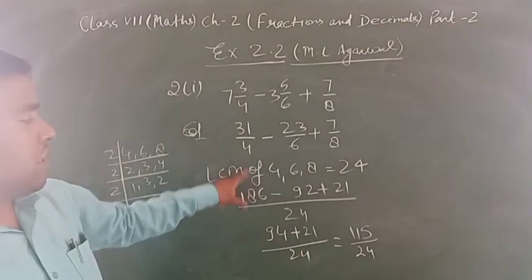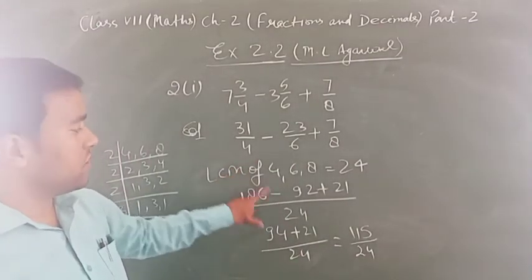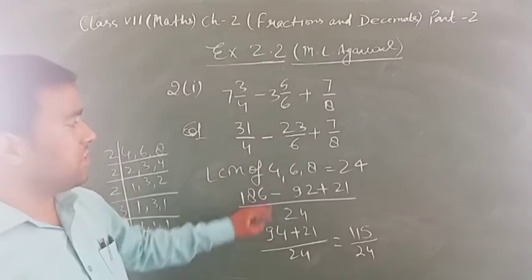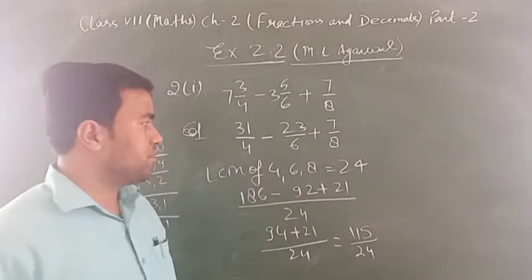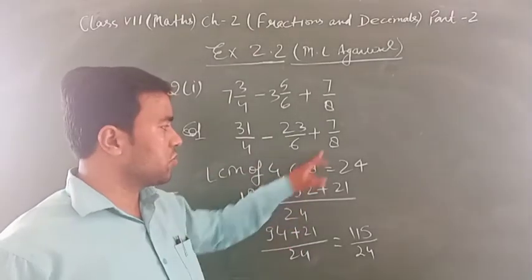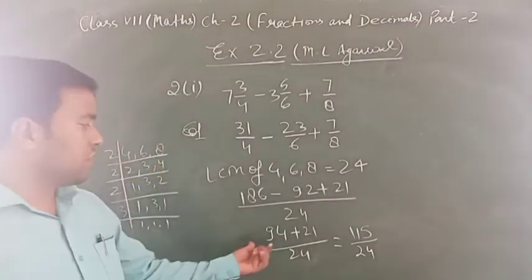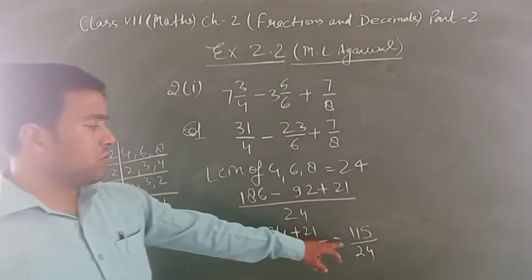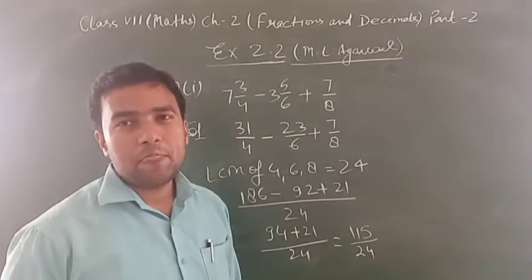Then LCM is 24. Denominator divided by denominator. The 4 6 are 24. 6 into 31 is 186. 6 4 are 24. 23 4 are 92. 8 3 are 24. 3 7 are 21. 186 minus 92 is 94, plus 21 equal to 115 by 24. Clear? Note down this.